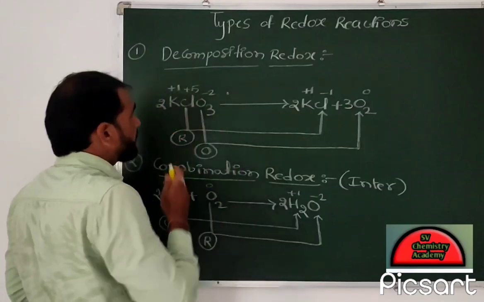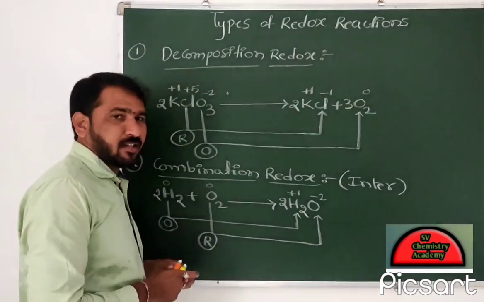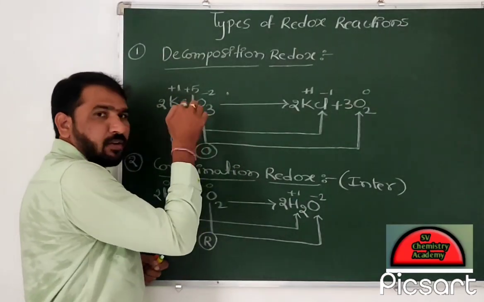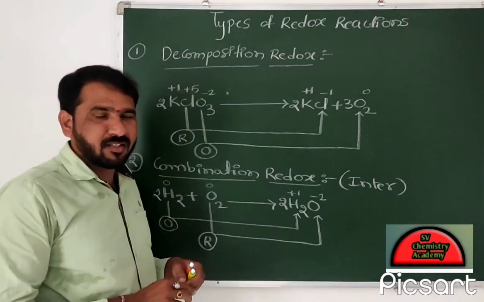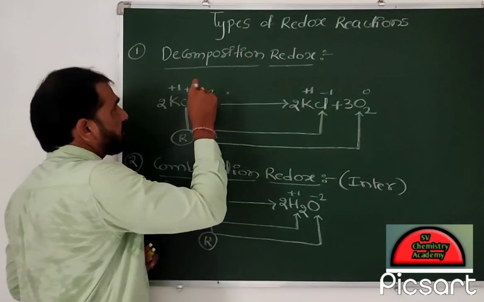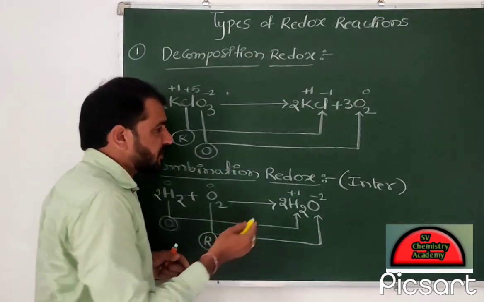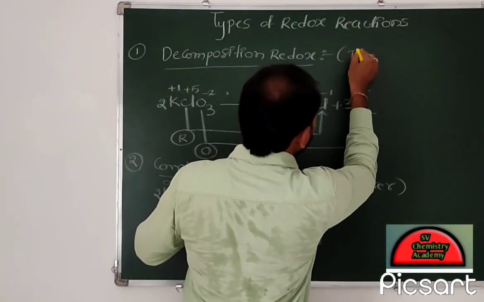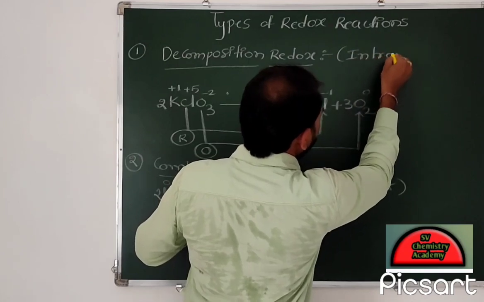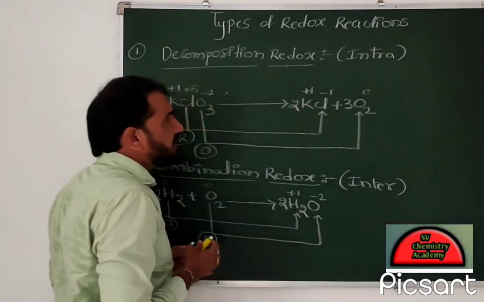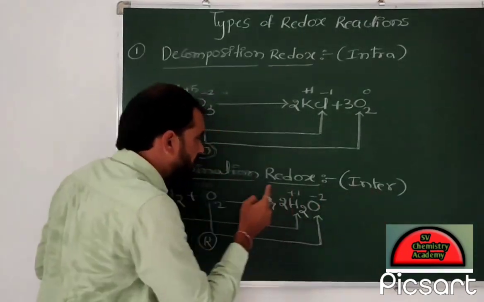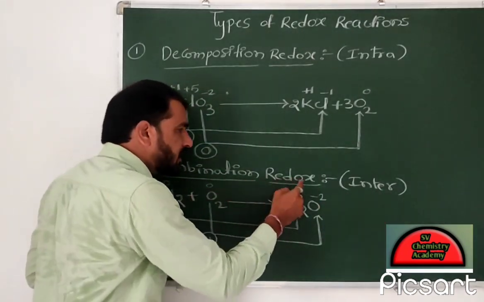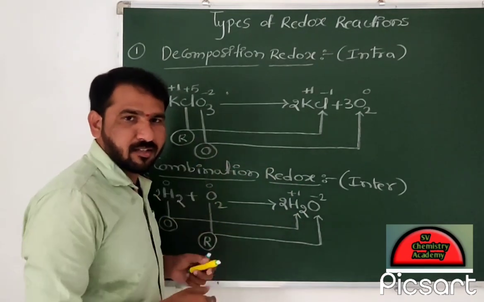Okay, then coming to the first reaction, decomposition reaction. Within a single molecule, both reduction and oxidation processes happen. That's why such a decomposition redox reaction is also called an intramolecular redox reaction or decomposition redox reaction, and an intermolecular redox reaction is a combination redox reaction.